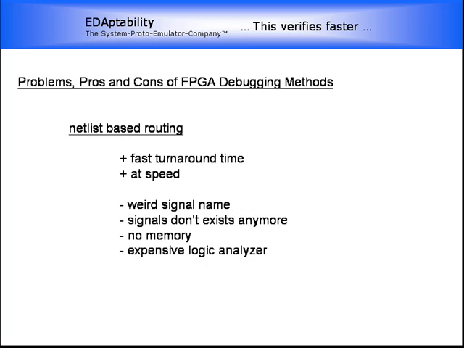Another method is introduced by Xilinx, with a quick routing of internal nets to the IOs and their connection to an external logic analyzer for instance. You can see the behavior of internal nets. You have a quick turnaround time and you see the signals at speed. The problem is that most nets have weird names and most of the time you simply cannot find the signals you need to debug. Either the signal names have changed or the signals simply don't exist anymore due to synthesis rules of combinational logic.